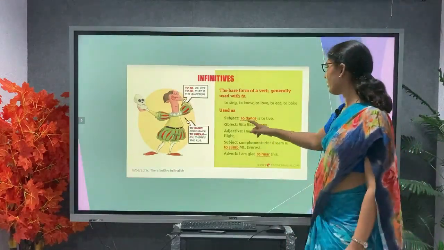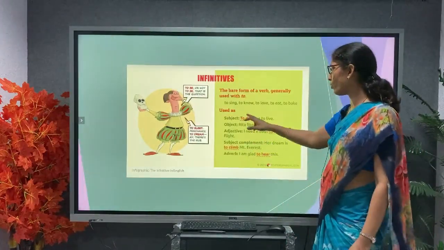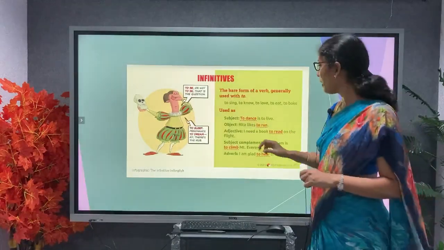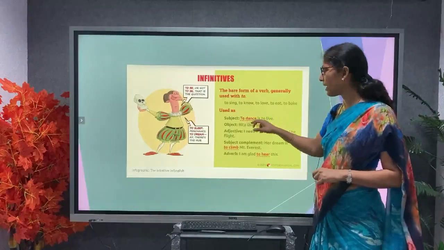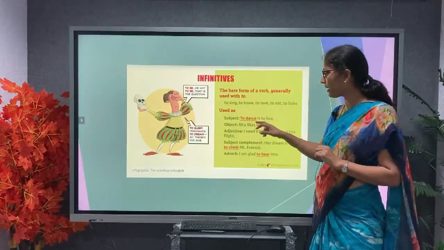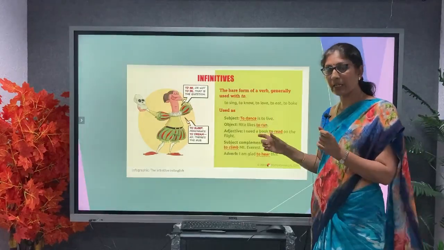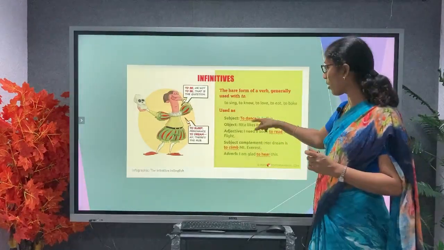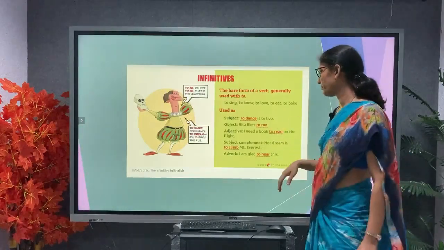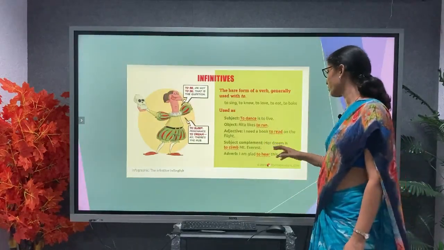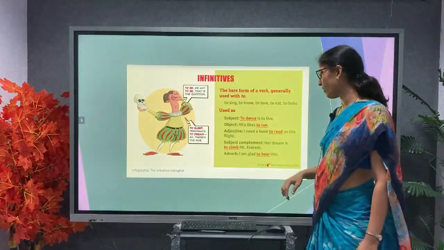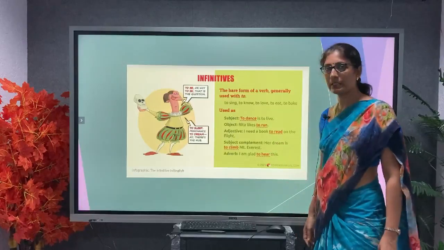So see the example: To dance is to live. Here, to dance. Generally when I ask the students to identify the verb, immediately they identify this as a verb, but it is not. Though it is a verb, here it is playing a subject role. It's not playing a verb role. Rita likes to run. I need a book to read on the flight. Our dream is to climb Mount Everest. I'm glad to hear this.